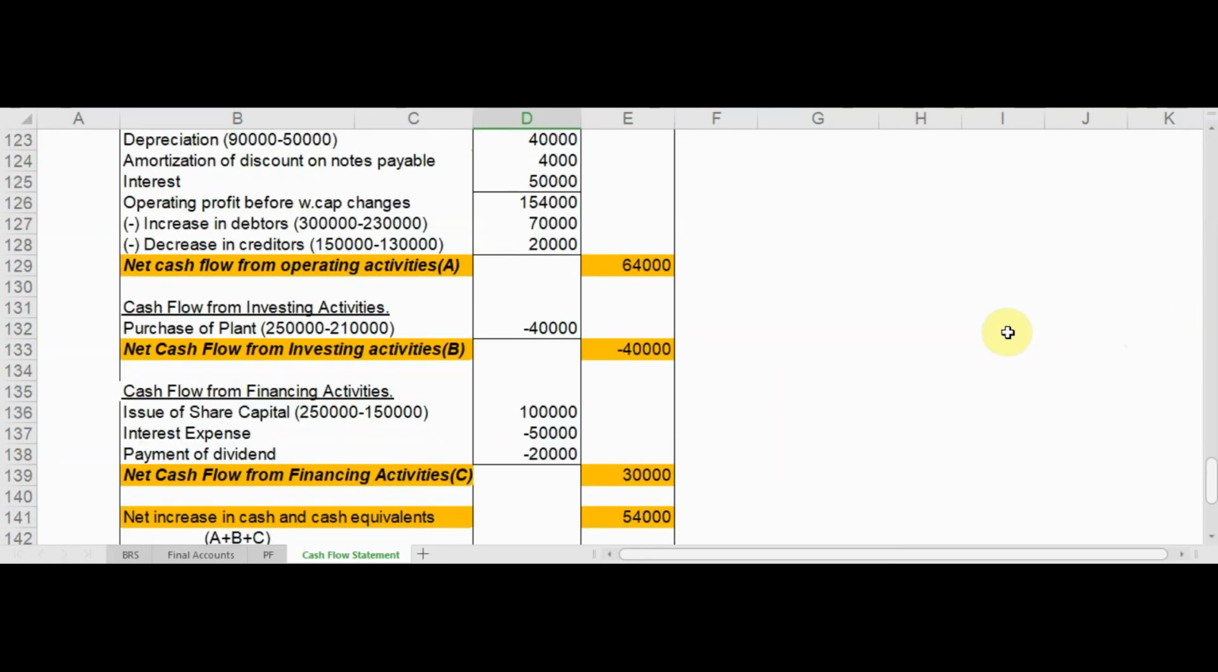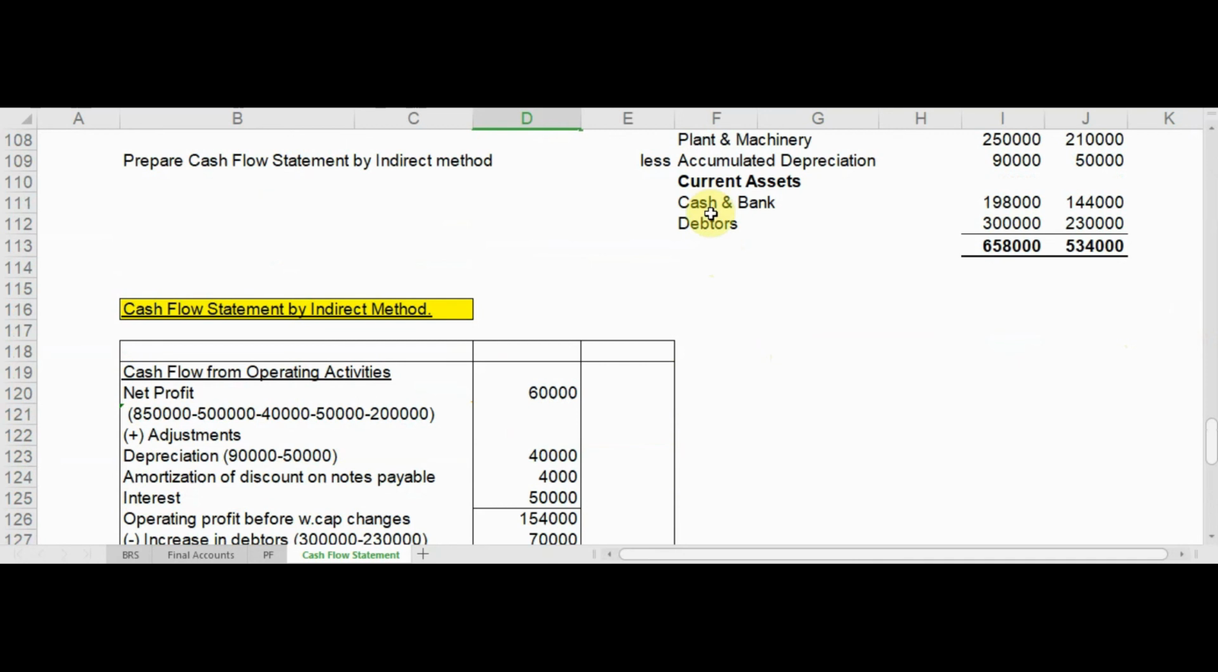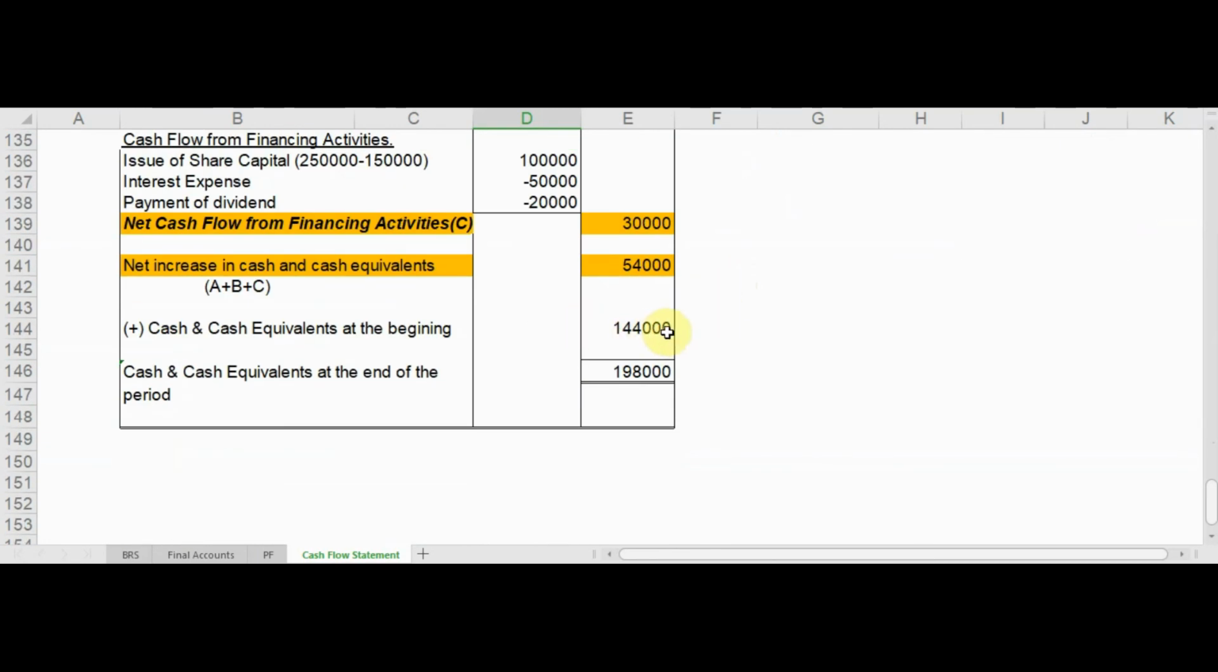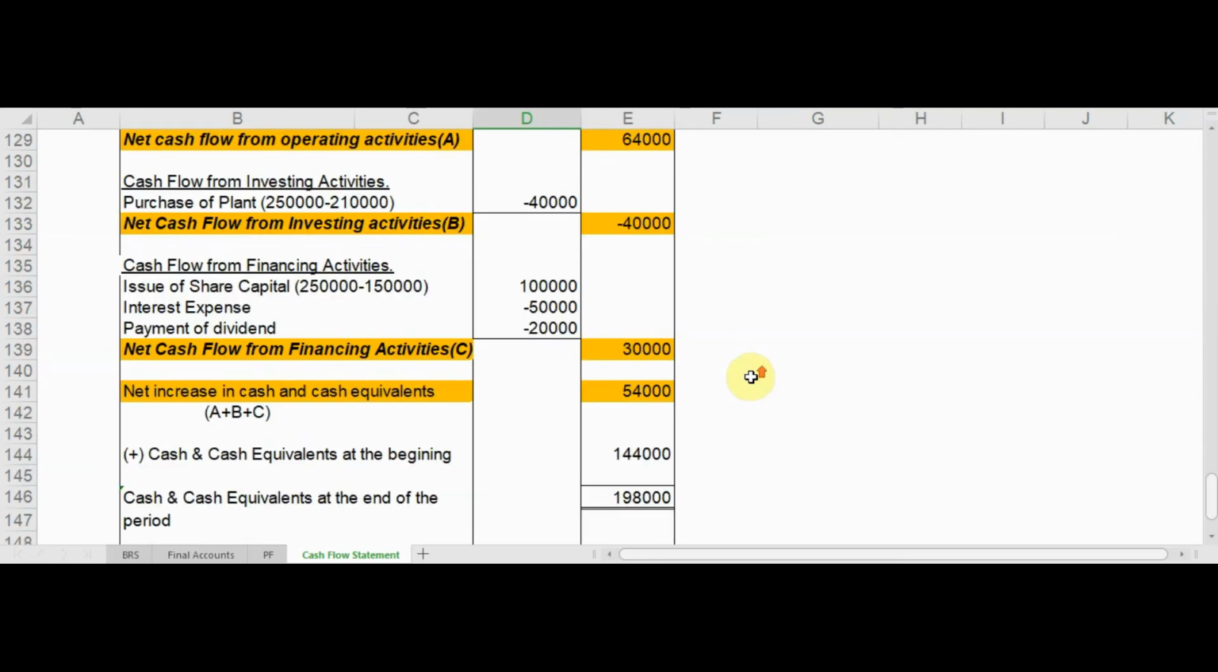We verify it from the balance sheet. See, cash and bank opening balance was 1,44,000 and closing balance is 1,98,000. So we add this 1,44,000 to this 54,000, we get a closing balance of 1,98,000. This is the closing cash and cash equivalent at the end of the period. So this is how we prepare cash flow statement under indirect method under Indian Accounting Standard 3.